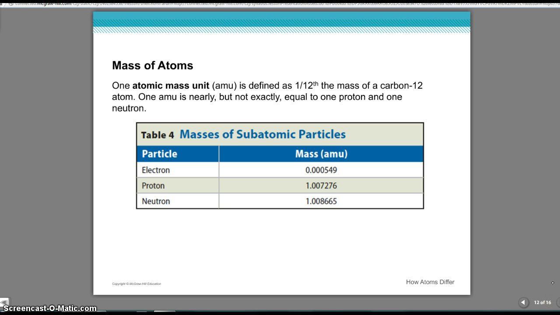So we're going to use a unit called the atomic mass unit, or AMU. And 1 AMU is defined as 1/12 the mass of a carbon-12 atom. Carbon-12 was kind of set as the reference atom. So 1 AMU is almost, but not exactly, equal to the mass of a proton and a neutron. Okay, not exactly, but almost. So 1 proton and 1 neutron is almost equal to 1 AMU.